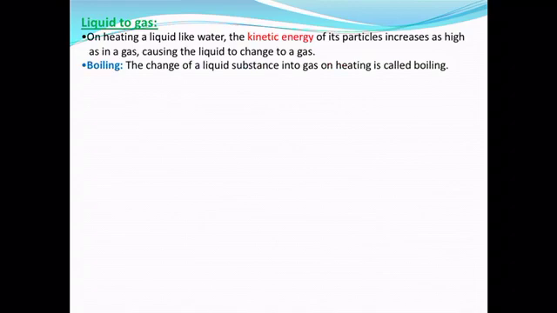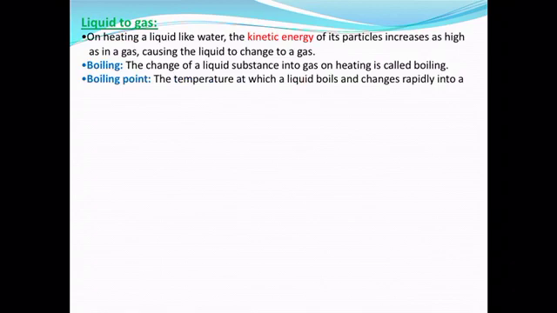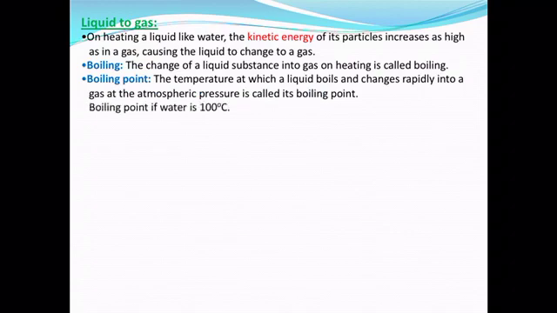Before changing, it starts boiling, and the process is called boiling, the change of liquid state into gaseous state. Here I'll give you the difference between gas and vapor. Gas is basically dry air and vapor is dry air with water, which means it is wet air. Dry air is gas, vapor is wet air, air with moisture. Now, boiling point is the temperature at which a liquid boils and changes rapidly into gaseous state, maintaining the atmospheric pressure. We know that the boiling point of water is 100 degrees Celsius.